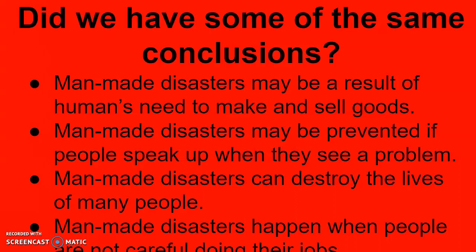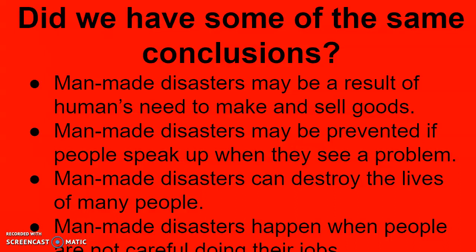A man-made disaster may be a result of a human's need to make and sell goods. Okay? Sometimes it has something to do with the needs of humans to make and sell goods. Think about the molasses flood. That was a result of humans needing to make the bombs from the molasses. And so we were storing that molasses in the tanks.